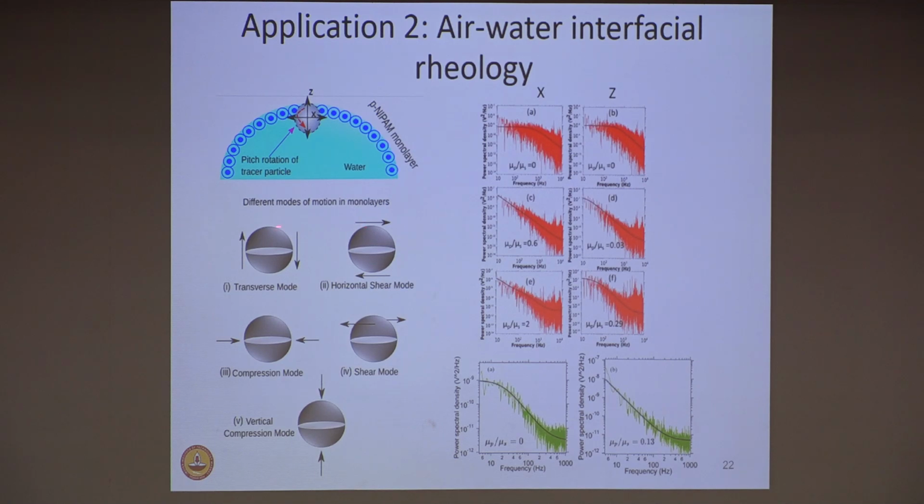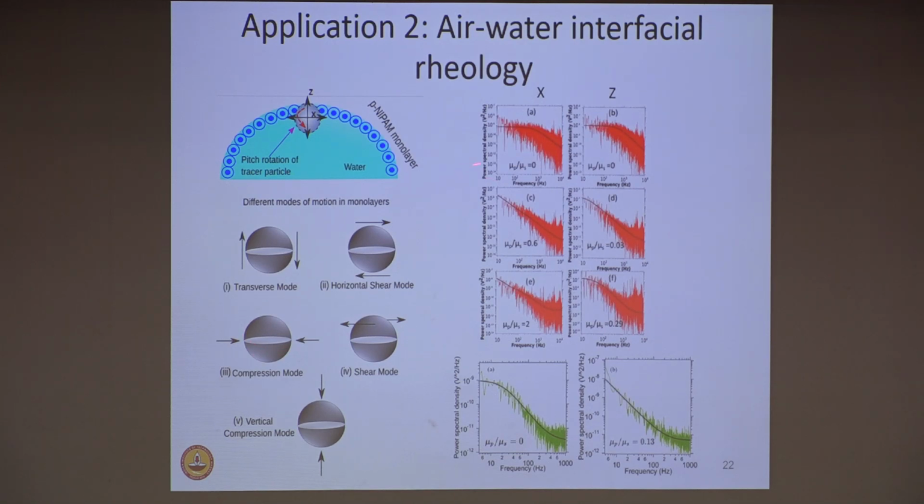So it has been hypothesized from the 1990s onwards that you will see different modes of rheology. These are not the same modes of rheology. This is not like in bulk where all directions are the same. Along the interface you will see different behavior, and orthogonal to the interface you will see different behavior. So in these first 2 modes, the transverse mode and the horizontal shear mode, this gives you the pitch rotation. This is the pitch rotation, but nobody knew how to determine it. Then the compression mode is X, shear mode is yaw, and this vertical compression mode is Y, or in this case Z actually.